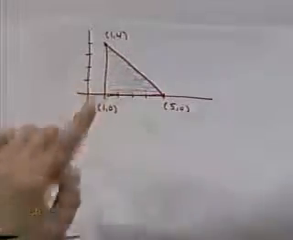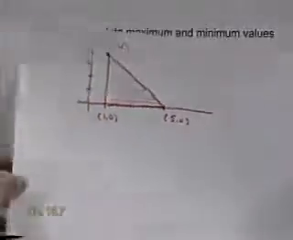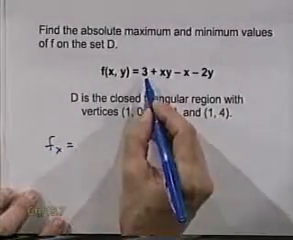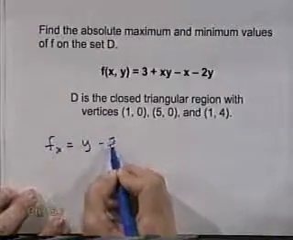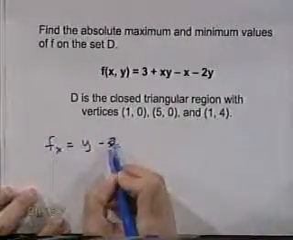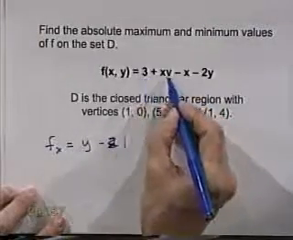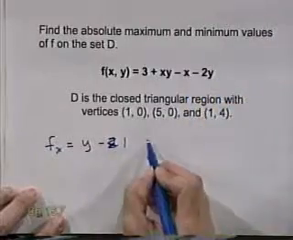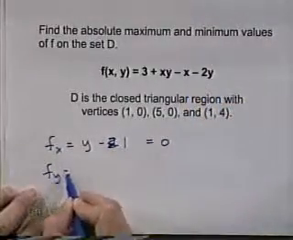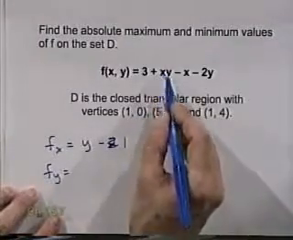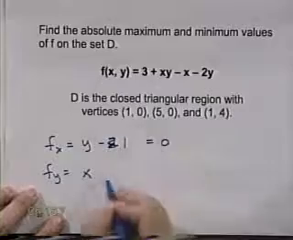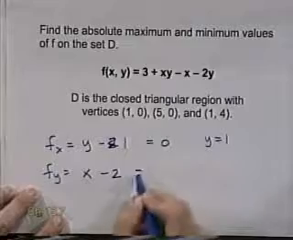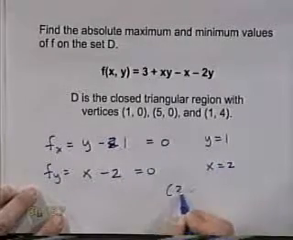For the interior, we set the partials with respect to x and with respect to y equal to 0. So fx, the partial with respect to x, is y minus 1. Partial of 3 with respect to x is 0. Partial of xy with respect to x is y. Partial of minus x with respect to x is minus 1. Partial of minus 2y with respect to x is 0. So I get y minus 1 is 0. Partial with respect to y is going to be x minus 2. Well, look how wonderful this is. If y minus 1 is 0, we get y is 1. If x minus 2 is 0, we get x is 2. So we have the point 2, 1.